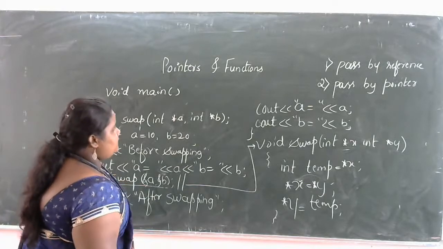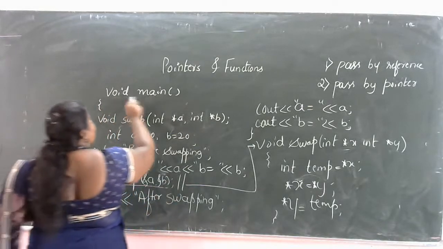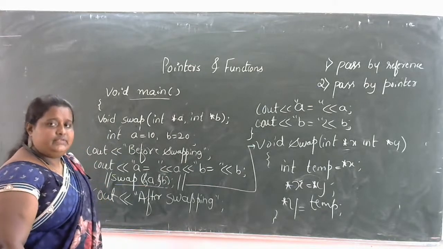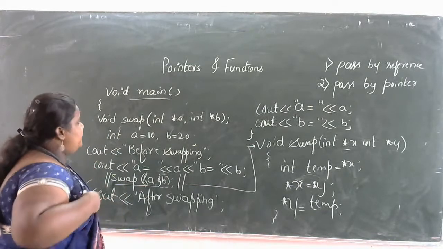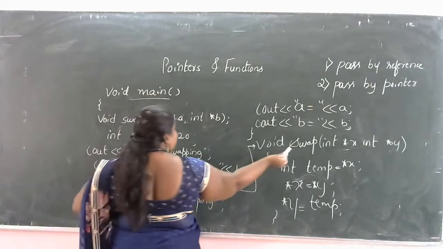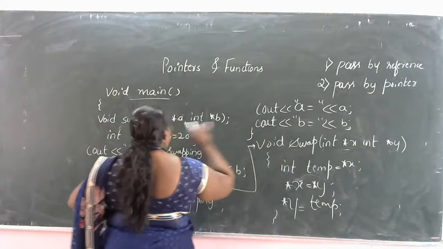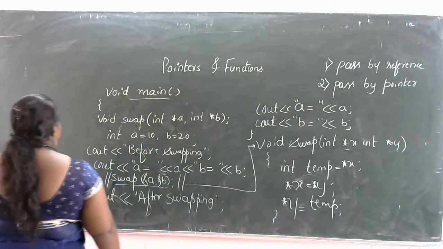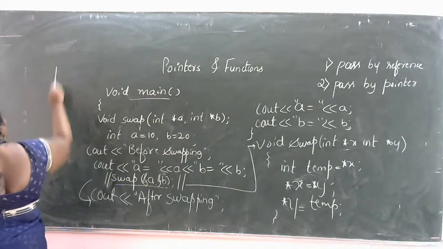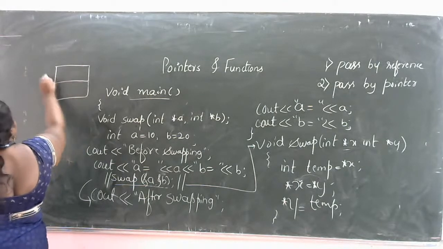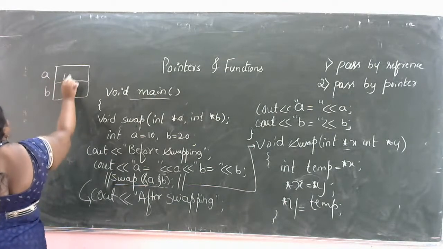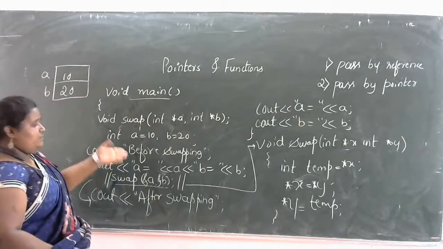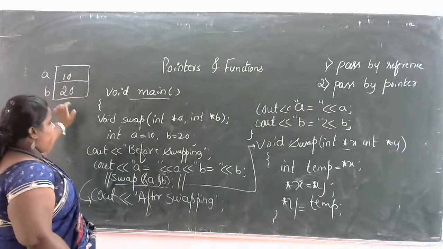This is pass by pointer. The control starts with your main function, and user defined functions must be declared first. Here swap is a user defined function, and it has been declared here. Similarly, we have declared two variables, a and b, with values 10 and 20. Before swapping, a value will be 10 and b value will be 20.